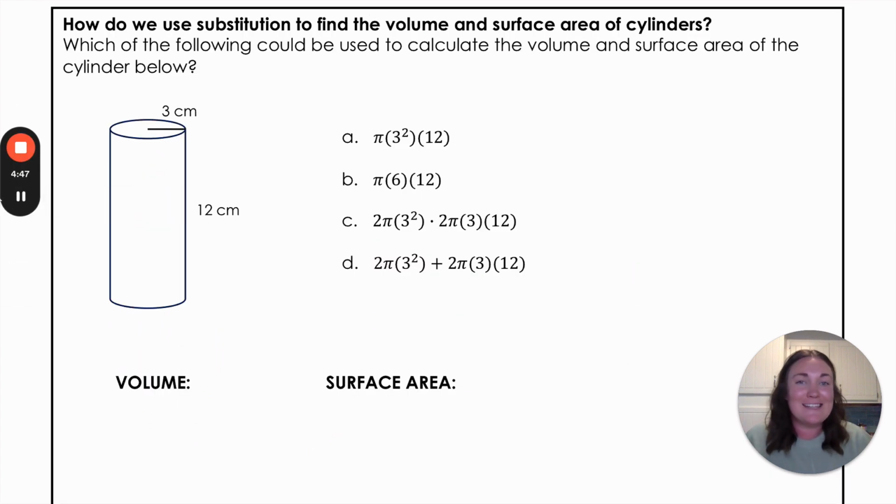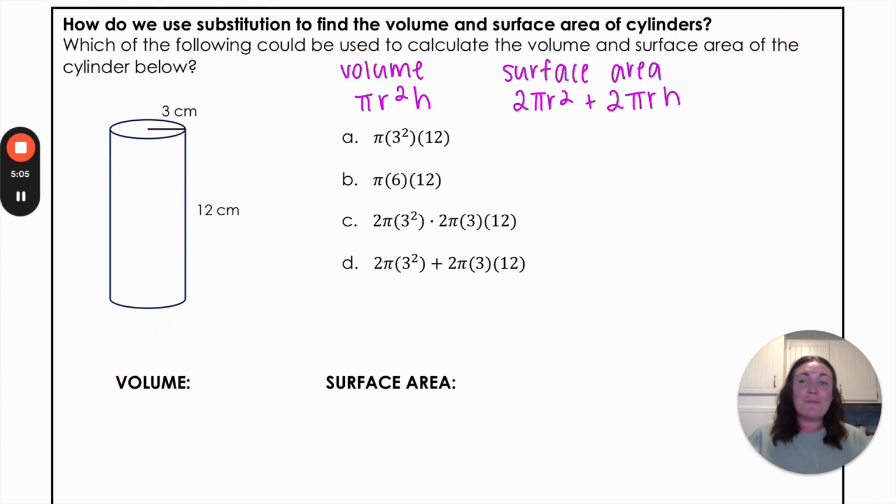Let's put those formulas into action, and we're going to start with the substitution. So remember, when we're substituting something, we are taking something out and putting something else in to replace it, just like a substitute on a sports team or a substitute teacher in the classroom. All right, so let's talk about those two formulas again. I'm going to write them both out. And remember that both of them use R for radius and H for height.